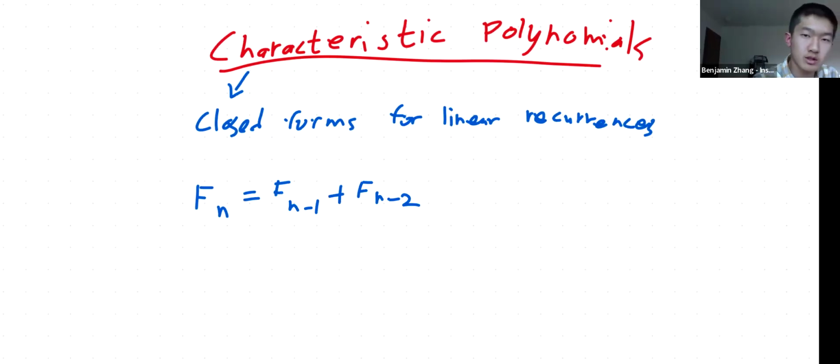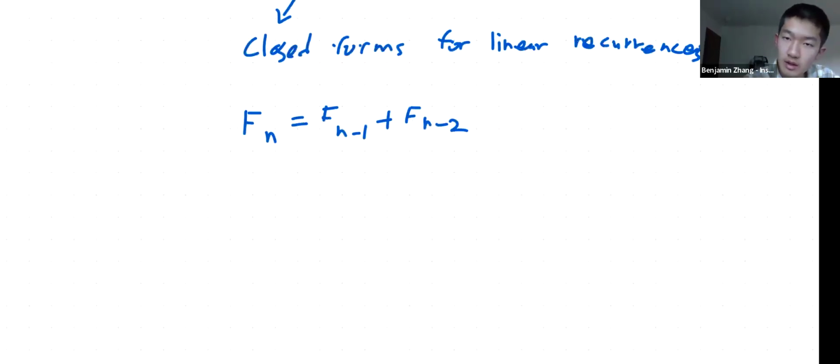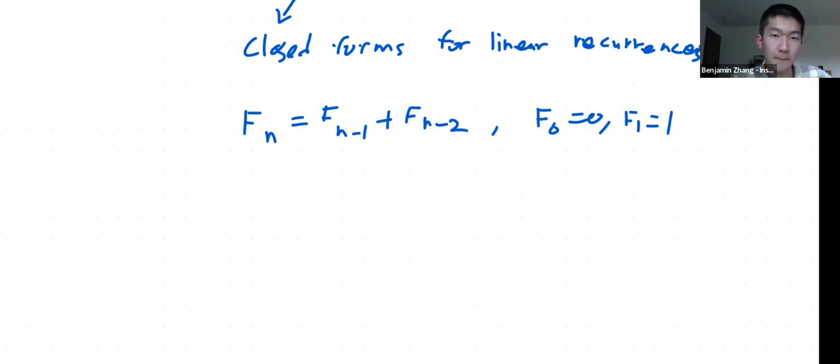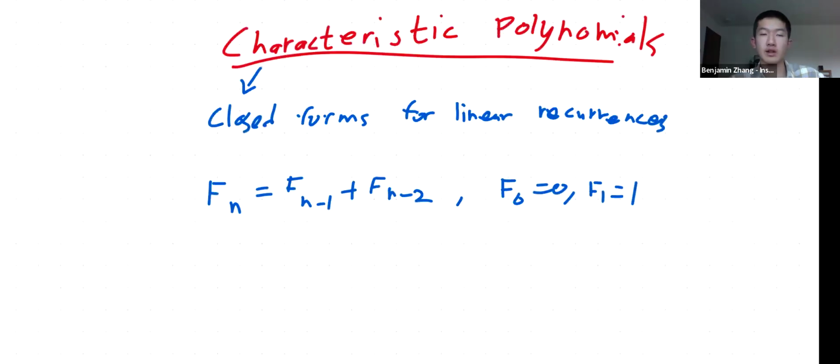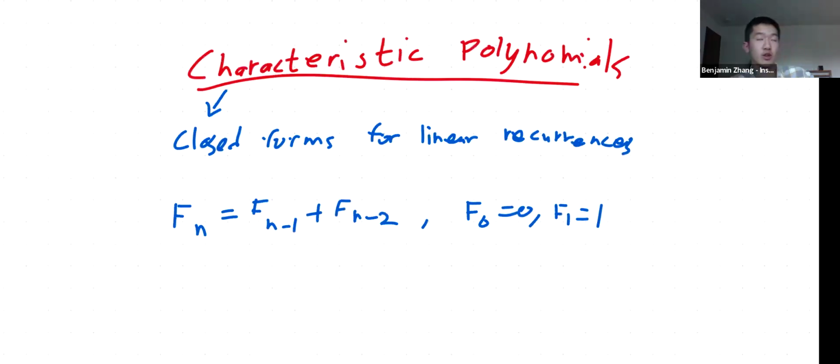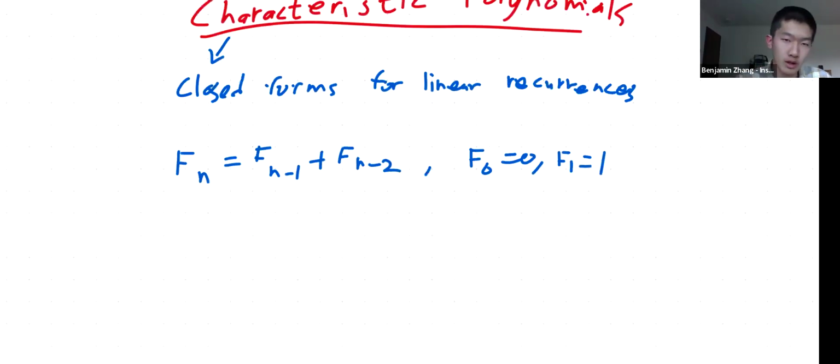And we are given the initial starting conditions that f of 0 is equal to 0 and f of 1 is equal to 1, I believe. Okay. So now we are basically tasked to find a good way to find a characteristic polynomial or find a closed form for this sort of equation.